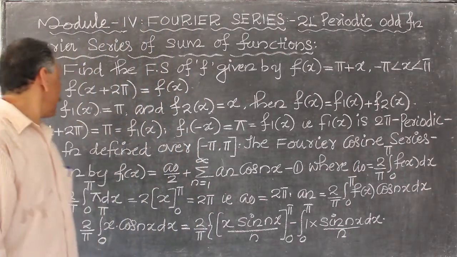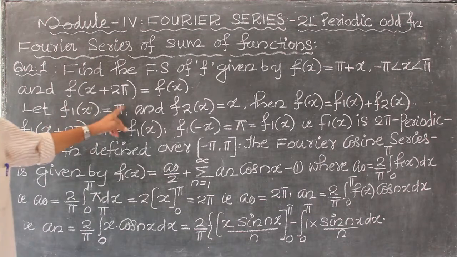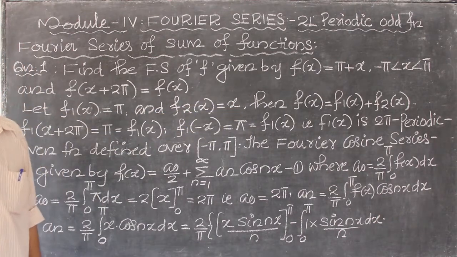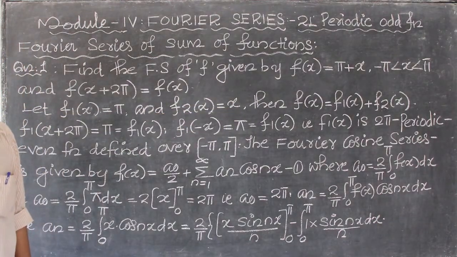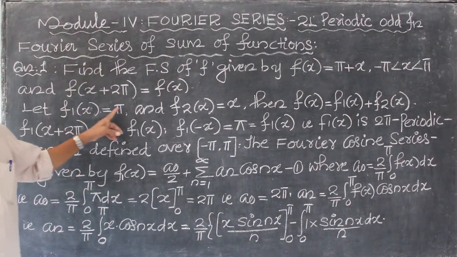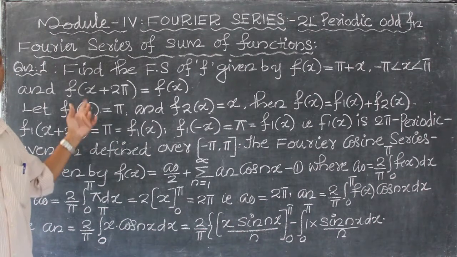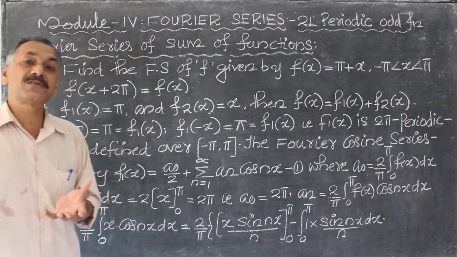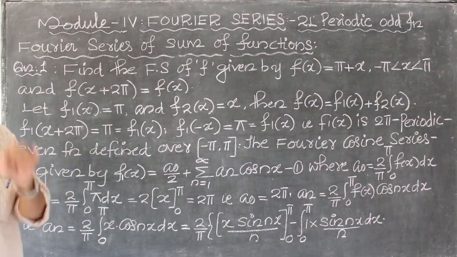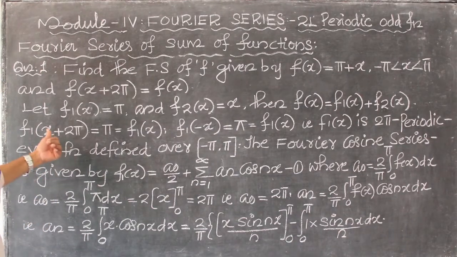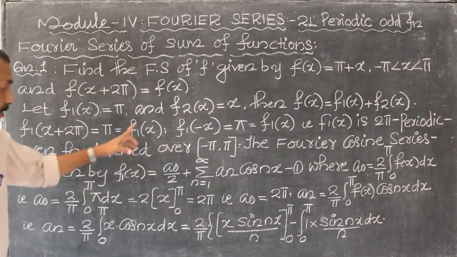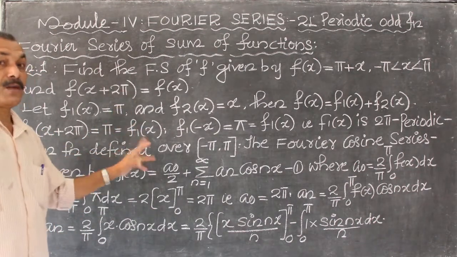So again, f1 of x is equal to pi and f2 of x is equal to x, so that f of x is equal to f1 of x plus f2 of x. Then what is f1 of x plus 2 pi? For any x, f1 of x is equal to pi. For any x, the function gives the value pi. Therefore, f1 of x plus 2 pi is equal to pi, which is equal to f1 of x.